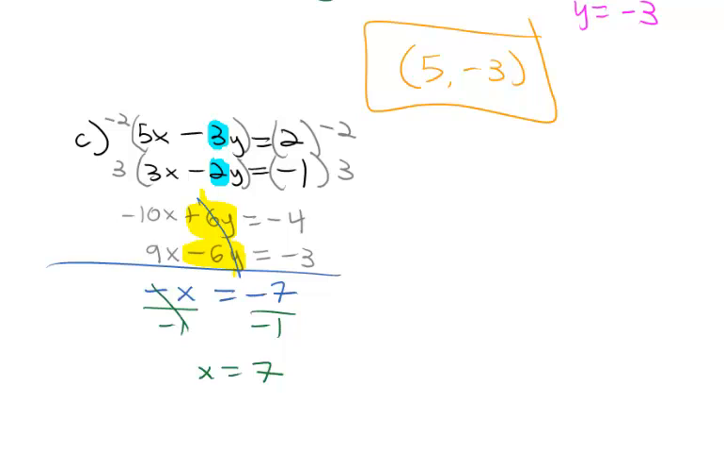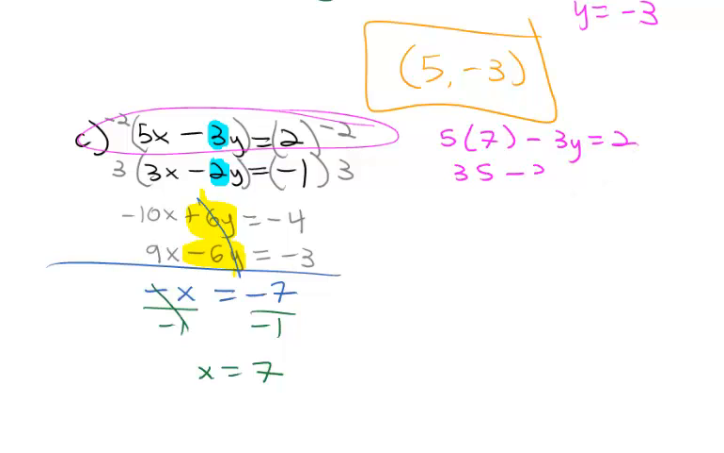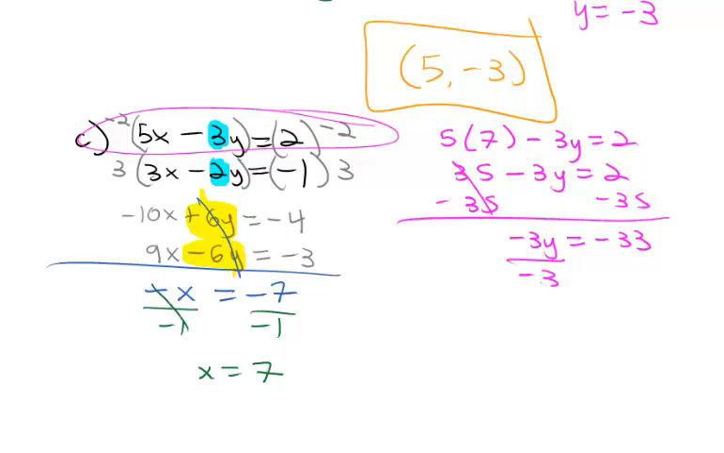And now we have to find y from one of the original equations. It doesn't matter which original equation we go to. Using the first, 5 times 7 minus 3y equals 2. 5 times 7 is 35. Minus 3y equals 2. Subtracting 35 from both sides, negative 3y equals negative 33. Dividing both sides by negative 3, and y equals positive 11. So x, y, our solution, is 7, 11.